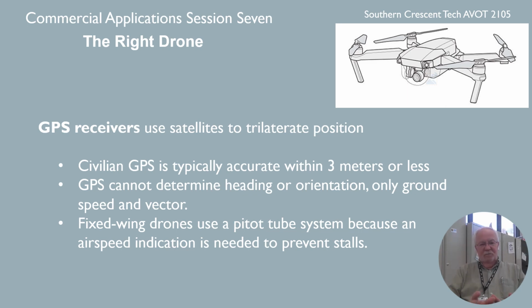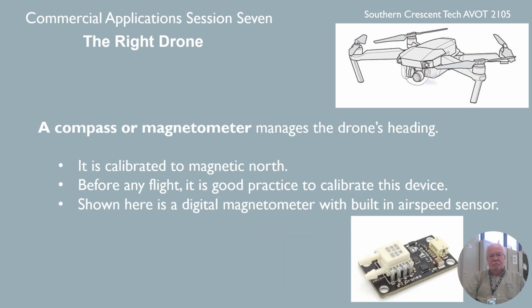And fixed-wing drones, again, need a pitot tube system because they need airspeed in order to maintain airflow over the wing to prevent stalls. We'll talk about that again in a minute. And we've talked about this as well because we've had to do it. We have to sometimes calibrate the compass.